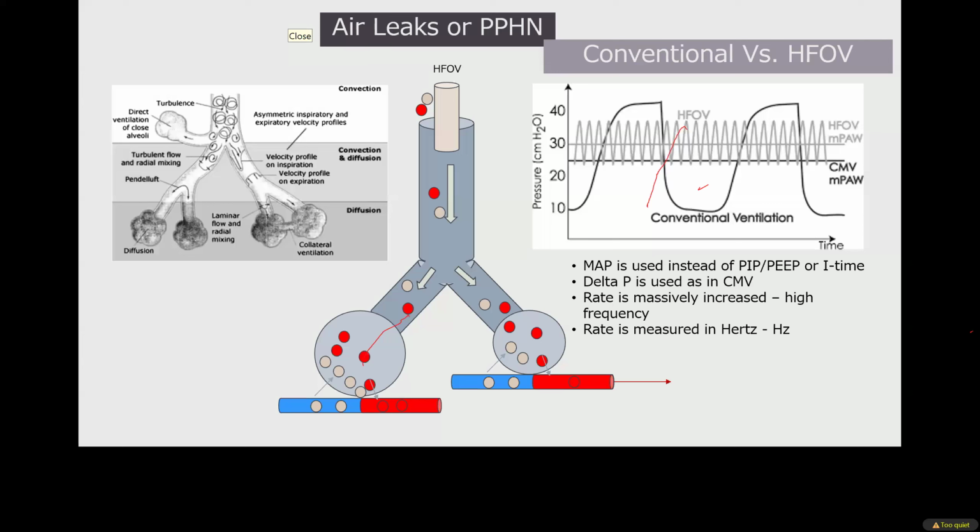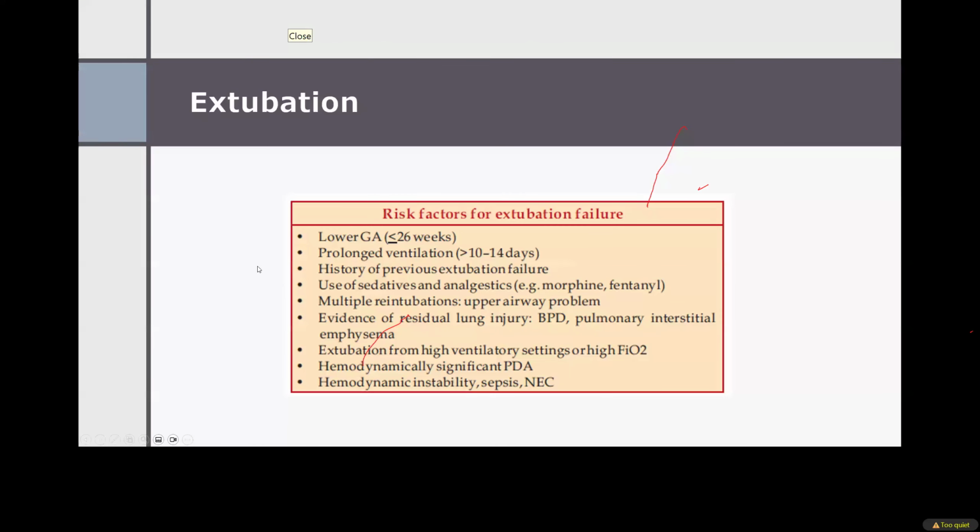But if you want more effective ventilation, you have to decrease the hertz, which is kind of a little paradoxical with the high frequency ventilator, but just have to remember that. That's how the physics works. So that's high frequency ventilator.